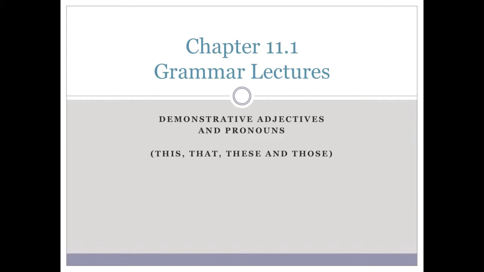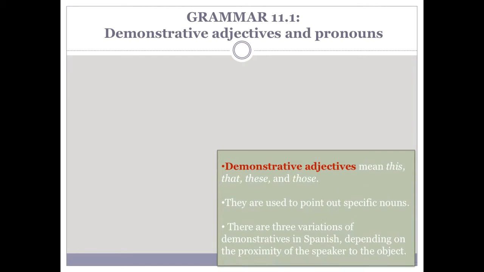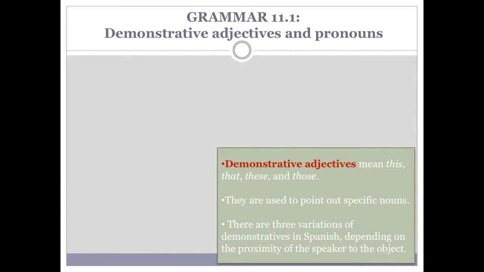Welcome to Grammar in Chapter 11, the first grammar point, talking about demonstrative adjectives and pronouns. The demonstrative adjectives mean this or that or these or those. They are used to point out specific nouns such as this book, that dress, these papers, those bottles.